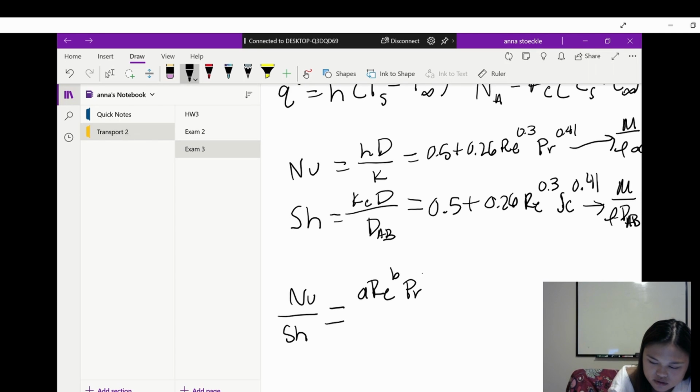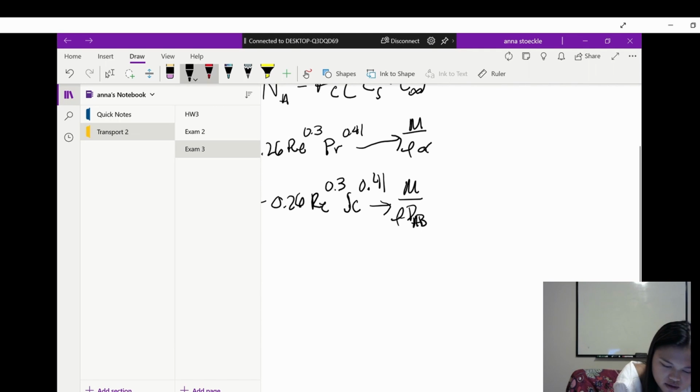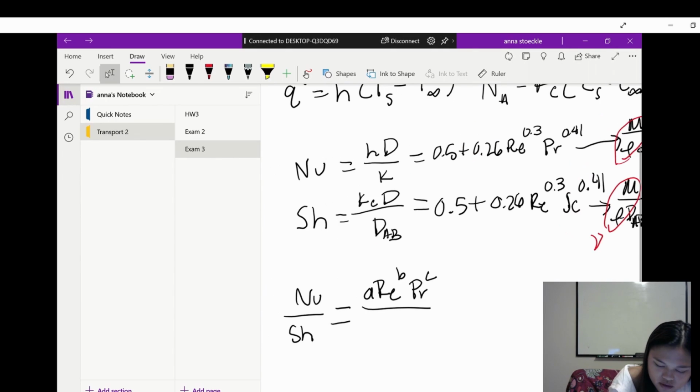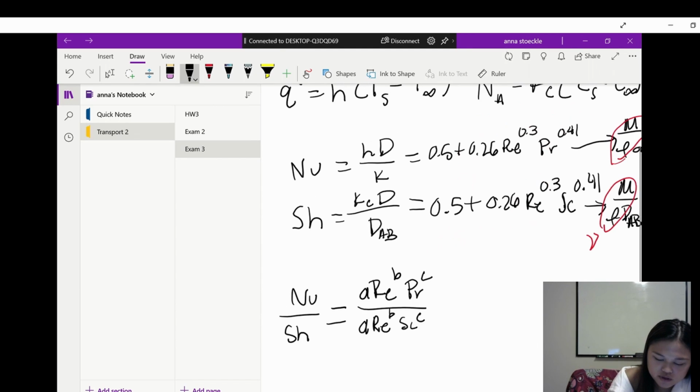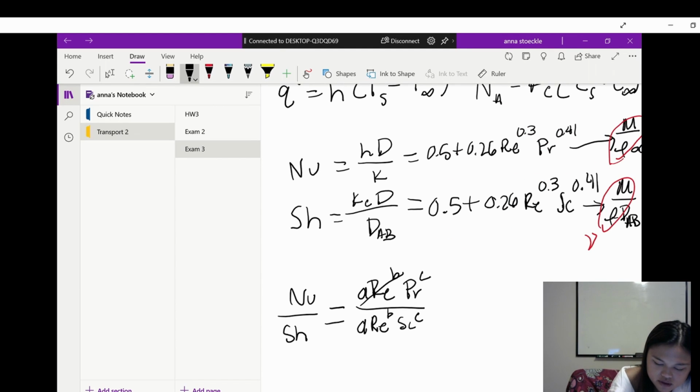Prandtl. Oh, and this is just kinematic viscosity. You can simplify that. And then over Schmidt. And so looking at this, if we put these over one another, these will cancel.